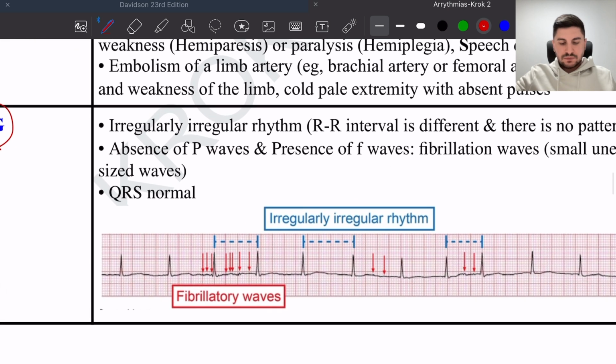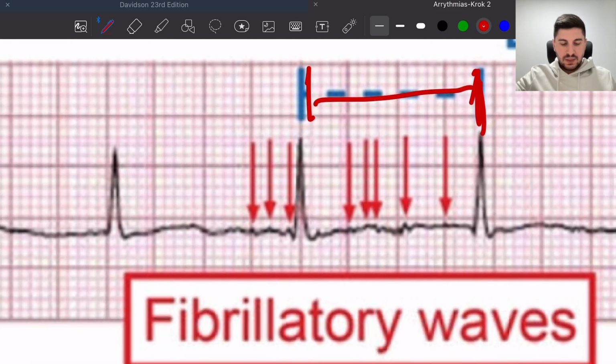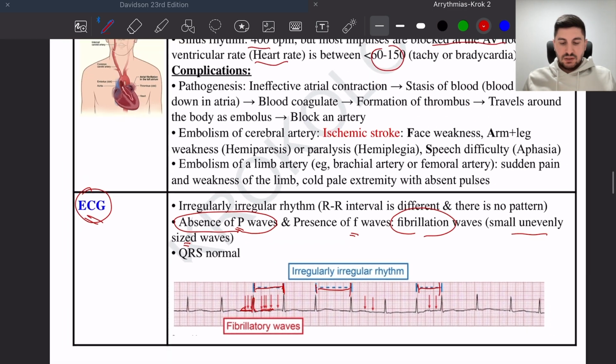In ECG, we will see irregular rhythm. So always the distance between the RR waves is different. This is irregular rhythm. See here the difference between RR intervals. There is no pattern. There is absence of P waves. So because the atria is depolarizing at multiple places, there is no unified one P wave. There is multiple small P waves called fibrillation waves or F waves, or small unevenly sized waves. See here with me, these small P waves, and then one QRS. The small P waves, then one QRS instead of one big unified P wave. These are called fibrillatory waves.